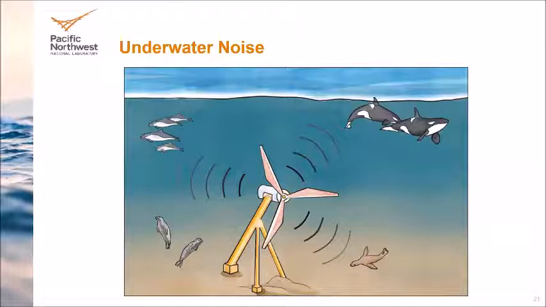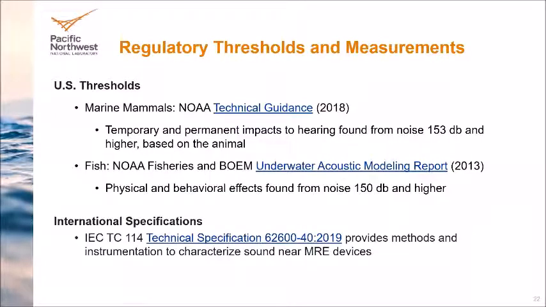So in the next few slides, I'm going to walk through some of the evidence base gathered for underwater noise, which we presented at the workshops. So first, there are some thresholds and guides for measurements that exist. The U.S. has developed regulatory thresholds consisting of technical guidance for marine mammals and for fish. For marine mammals, temporary and permanent impacts to hearing are found from noise 153 decibels and higher. And the thresholds for harm or injury differ for different types of pinnipeds and cetaceans, for temporary threshold shifts, for non-impulsive sounds, and permanent threshold shifts. And so this guidance here is based on those different groups. And again, the lower limit is 153 decibels and increases from there.